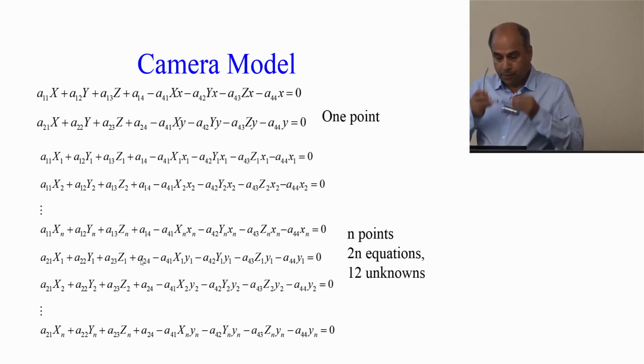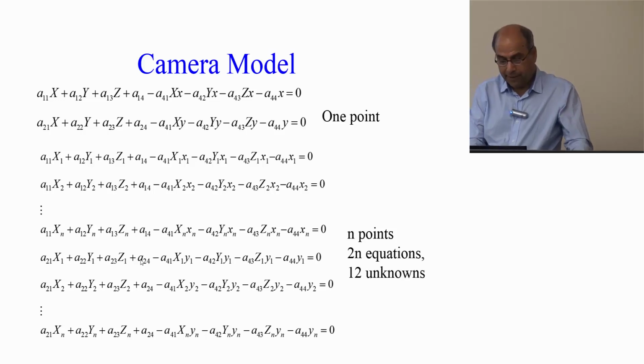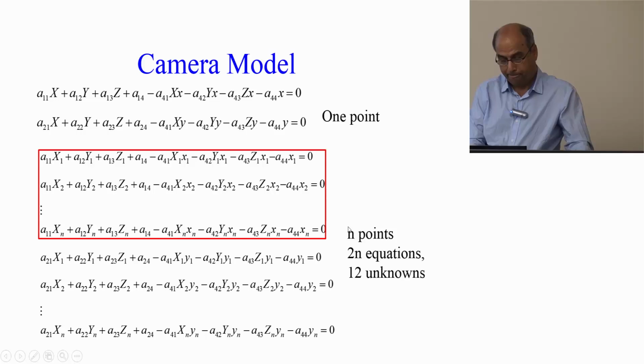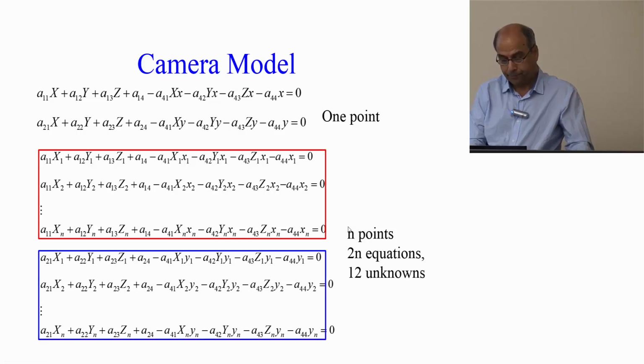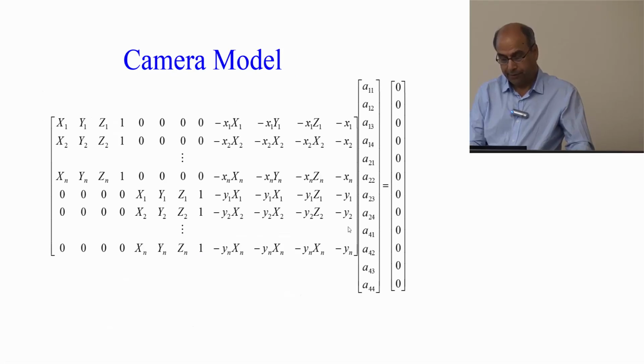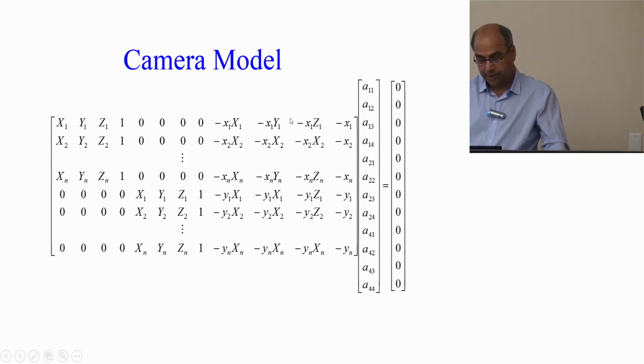The other thing to note is that the right side of all these equations is 0, which is shown here. We can put this in matrix form. We multiply this one to get the first equation, the second one, and so on. So we have n equations from the x and n from the y.